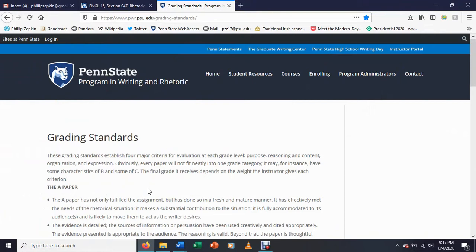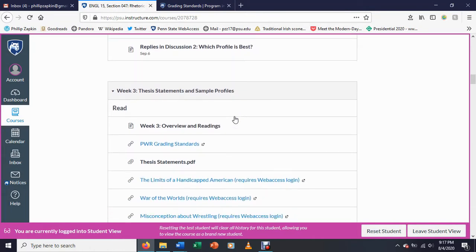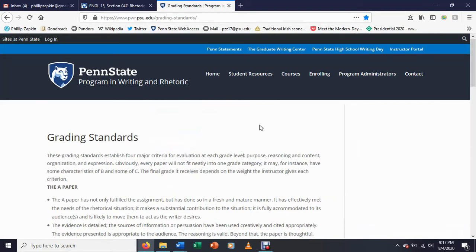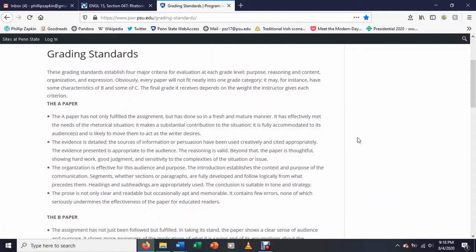So in addition to being printed in Penn Statements, the grading standards are also listed on the Program in Writing and Rhetoric's website at this address. You also have a link to it if you go to our Canvas page and scroll down to week 3, where you've got PWR grading standards linked right there. It's also in a couple other places. We're going to talk in the second half of this video about the grading standards themselves, because these are the standards that every English 15 instructor is required to use when grading students' papers, which means no matter which section you are enrolled in, no matter which section your friends are enrolled in, everybody has to meet these standards. We're all using them.